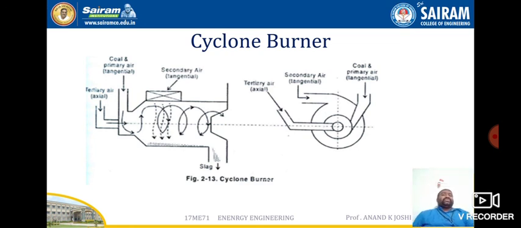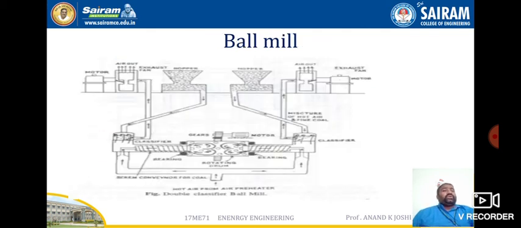The disadvantage is that it needs a high pressure draft and consumes high power, and it produces more oxides of nitrogen and creates atmospheric pollution. So this is all about the cyclone burner. We'll discuss other points in the next video.